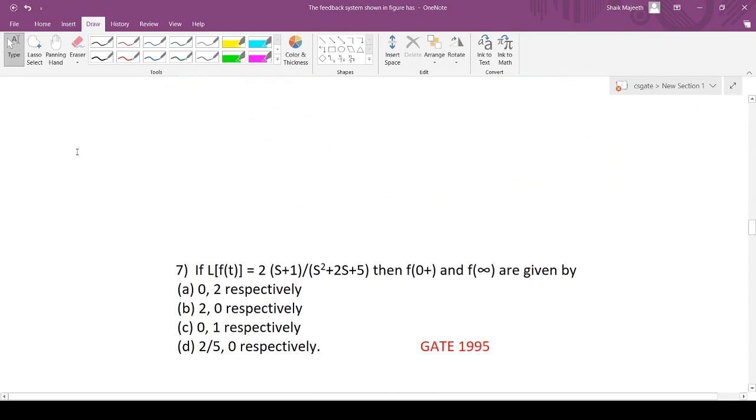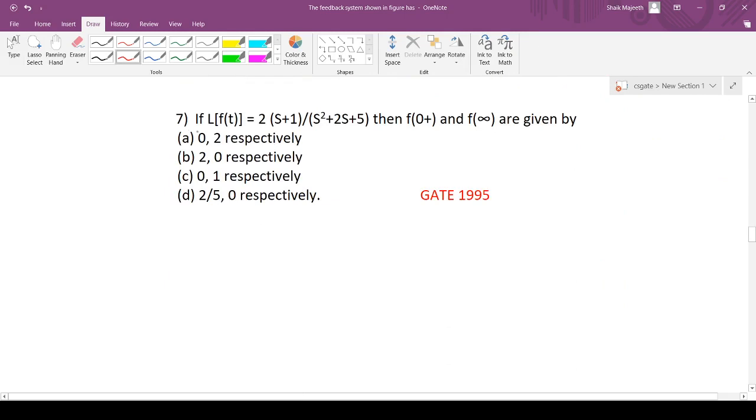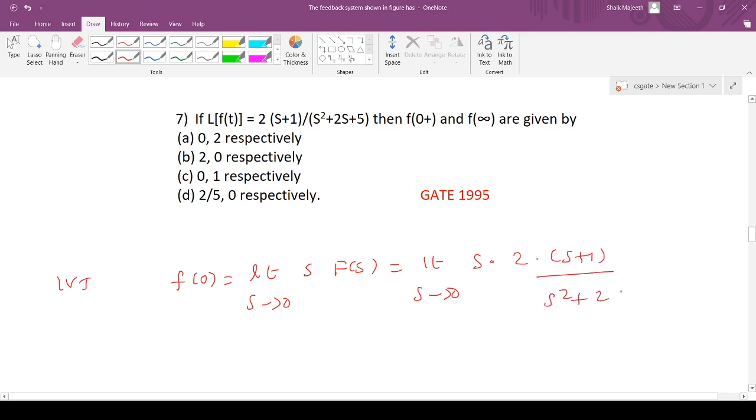Okay. Next question. If L of f of t is equal to (2s plus 1) divided by (s square plus 2s plus 5), then f(0 plus) plus f(infinity) are given by. So f(0 plus) means what? They are asking about the initial value. The initial value theorem: f(0) is limit s tends to infinity, s into F of s. So limit s into F of s is s into (2s plus 1) divided by (s square plus 2s plus 5).